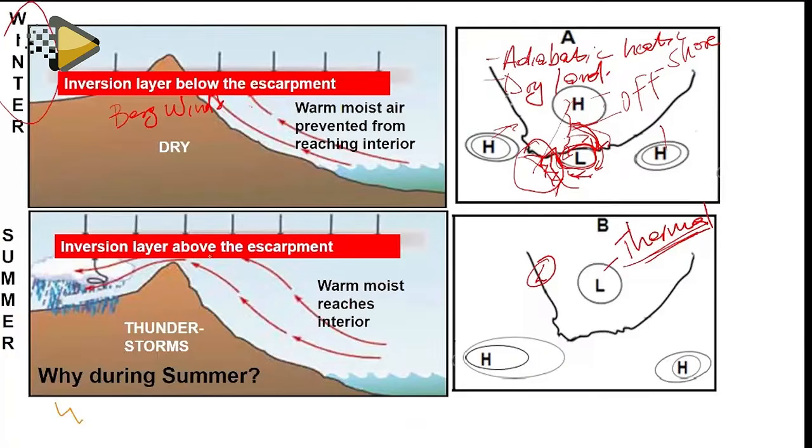If you are to draw the cross section, you will now have your inversion layer being above the escarpment. Remember, in winter, what is more likely to happen when we have the inversion layer below the escarpment? We said the likely weather conditions will be the bergwinds, which are hot and dry.